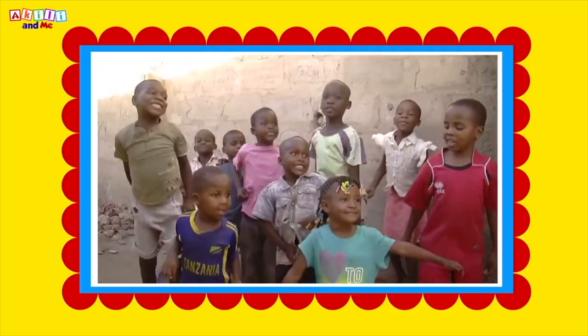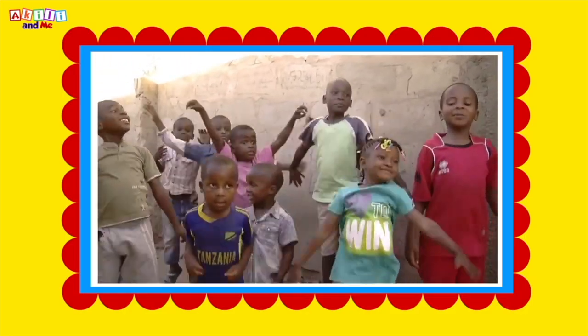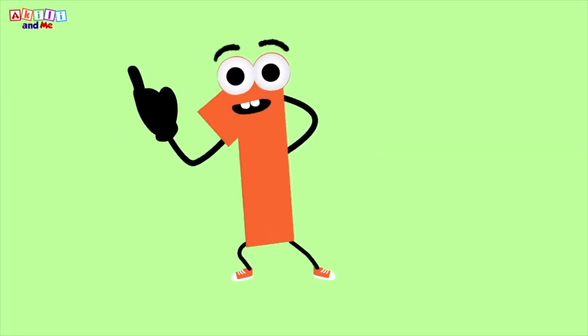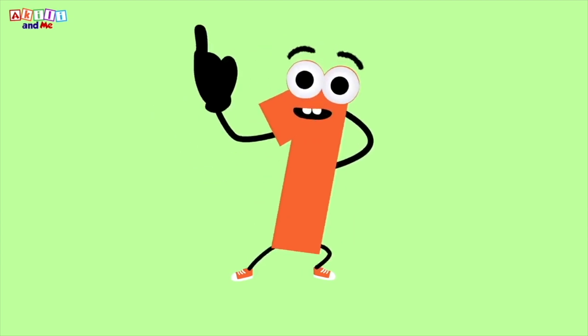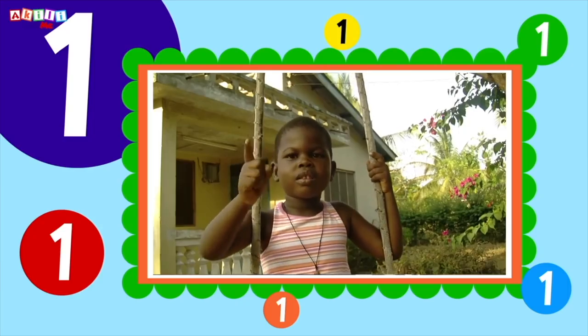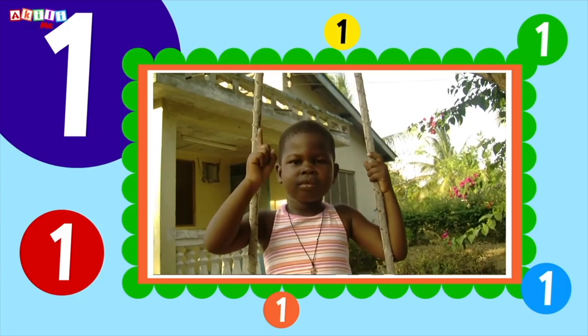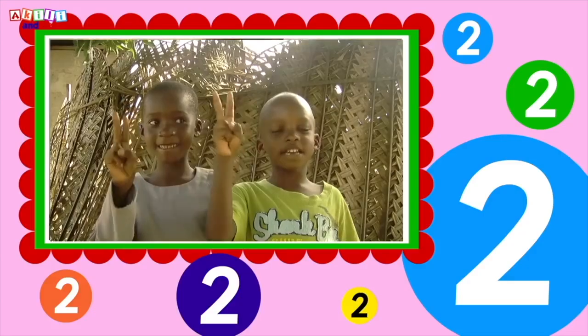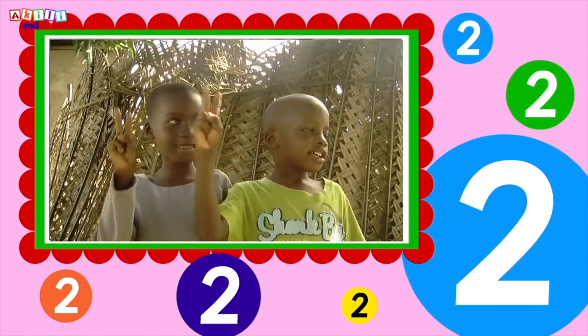Hey kids. Are you ready to count? Okay. So here we go. 1, 1, 1. Show me one little finger. 1. Show me one little finger. 2, 2, 2. Show me two little fingers. 2. Show me two little fingers.